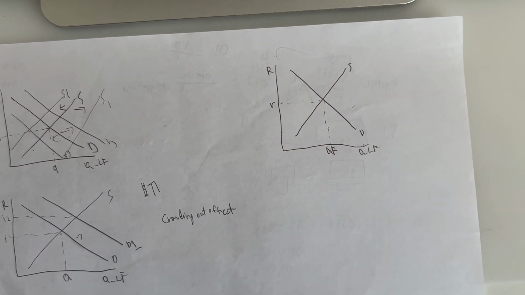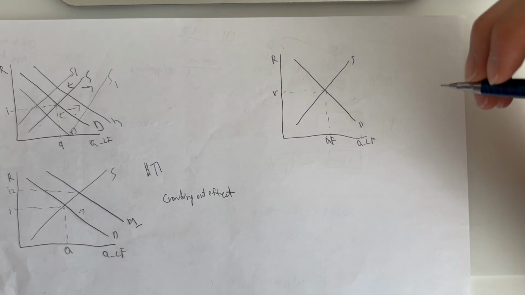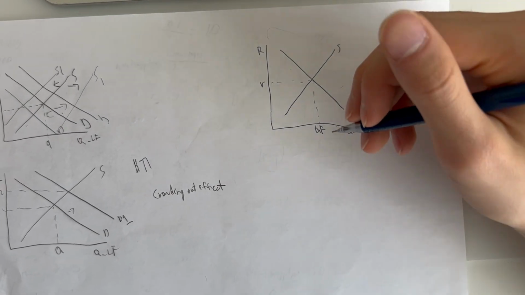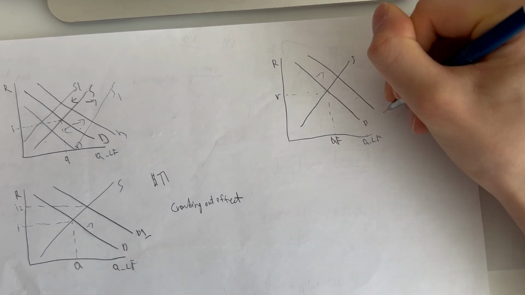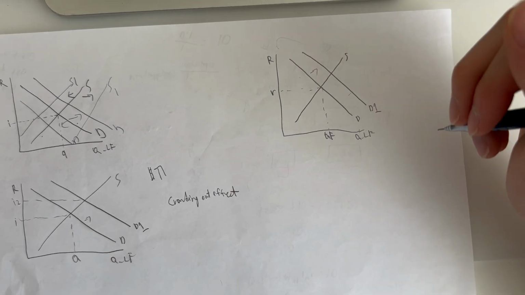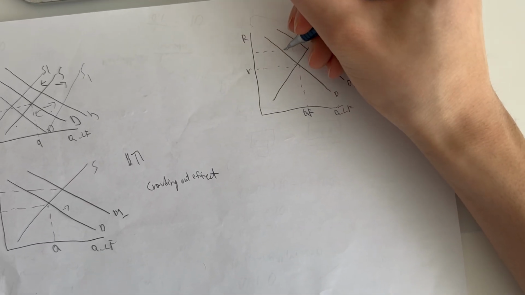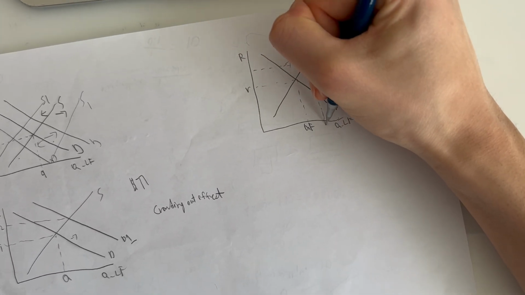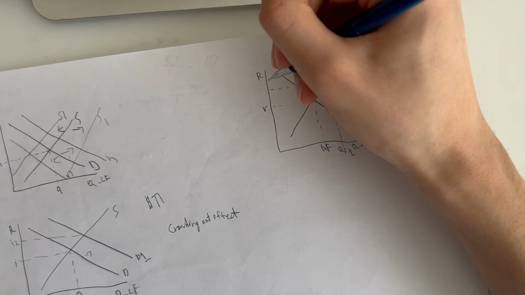Just drawing the impact on the graph, I need to shift the demand curve to the right, and that's going to be D1, because government borrowing adds to the total demand for funds. And we have a new equilibrium, which I'm going to mark like this. And then we have QF1 and R1.